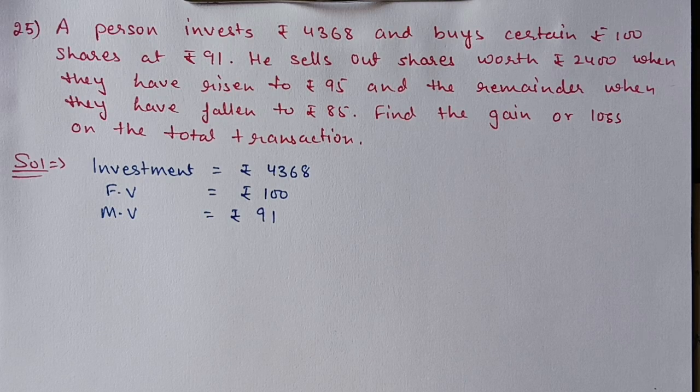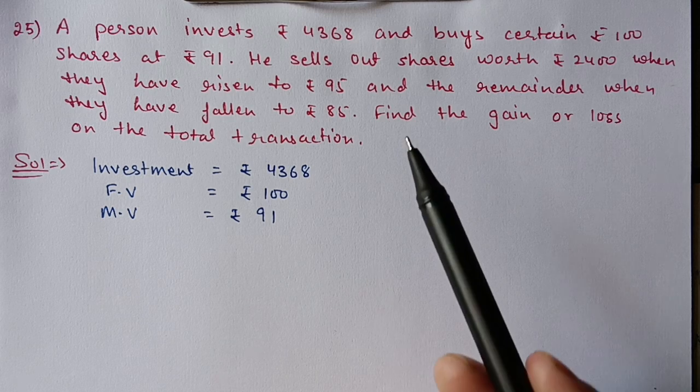Next, question number 25. A person invests 4,368 rupees and buys certain 100 rupees shares at 91 rupees. He sells shares worth 2,400 rupees when they have risen to 95 rupees and the remainder when they have fallen to 85 rupees. Find the gain or loss on the total transaction.